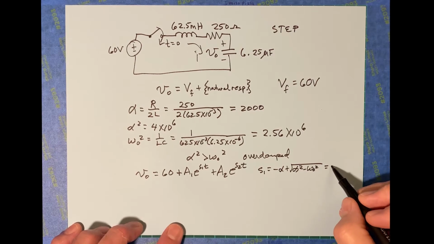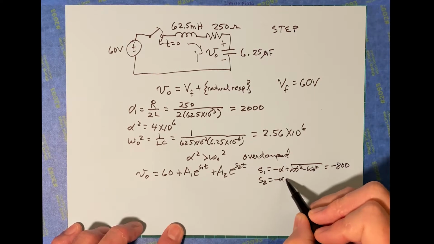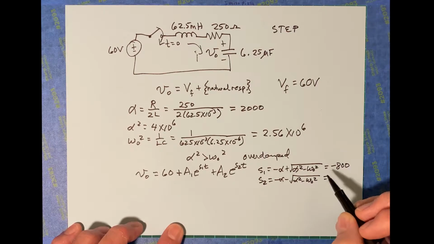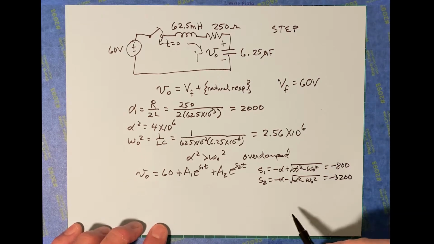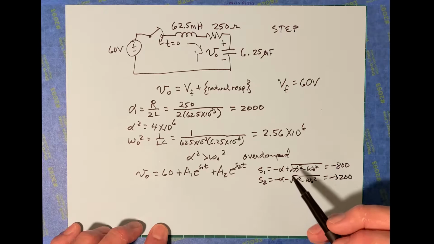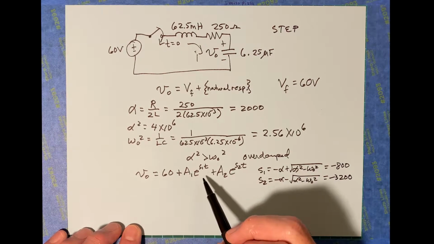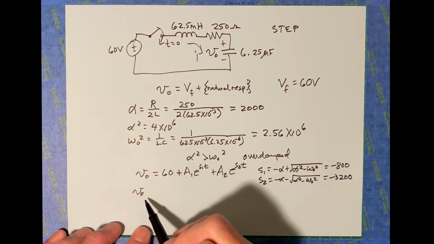That turns out to be negative 800. S2, negative alpha minus the square root alpha squared minus omega naught squared. That turns out to be minus 3200. And you know what S1 and S2 are now. Okay, we need to figure out what our coefficients A1 and A2 are. You rely upon the initial conditions. So what is the initial condition?